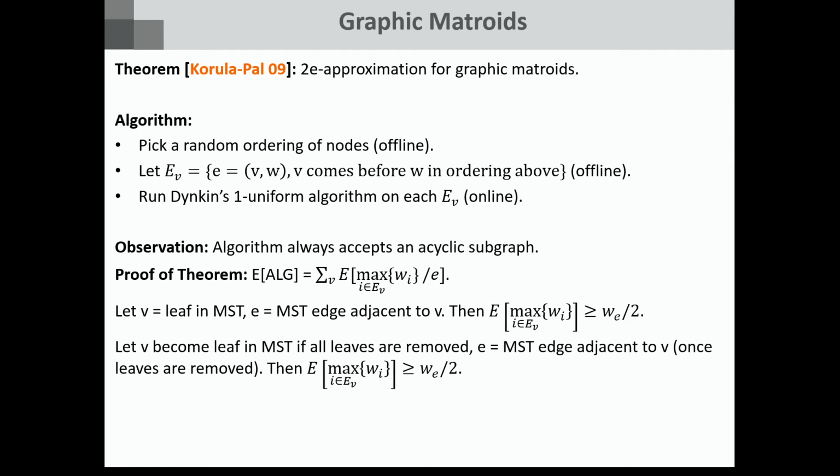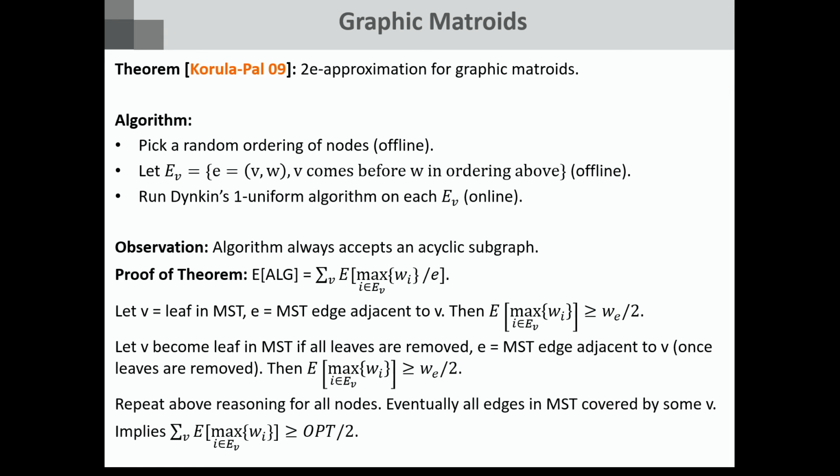So now let's say V is some node that became a leaf in the max weight spanning tree once all the leaves were removed, and E is the unique edge in the max weight spanning tree adjacent to it. Then you can use exactly the same reasoning and say that the expected max weight edge in EV is at least WE over 2. And now you can just recursively repeat this reasoning for all nodes and all edges.